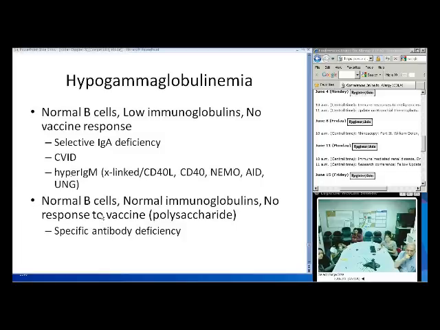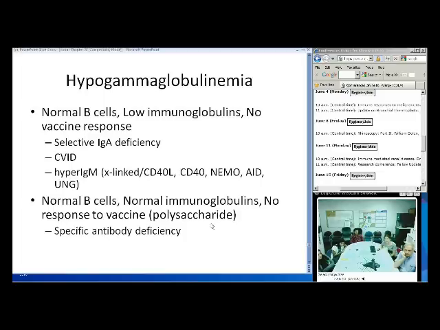Okay, but then if you have normal B cells, normal immunoglobulins, and then no response to vaccines, then we usually call this a specific antibody deficiency. This is where it's in particular polysaccharide vaccines, where it is still individualized whether you think that the patient is going to benefit from immunoglobulin replacement. Certainly if they've been having infections consistent with an immune deficiency and they have absolutely no response to a polysaccharide vaccine, then there's probably an argument to start them.